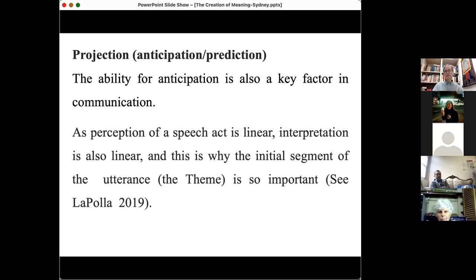In my paper, LaPolla 2019, I argue that we need to separate topic and comment from theme and rheme, because there are languages like Tagalog where the theme is important in terms of packing certain information into the theme, but the topic is not one of those things generally. It occurs at the end of the clause.